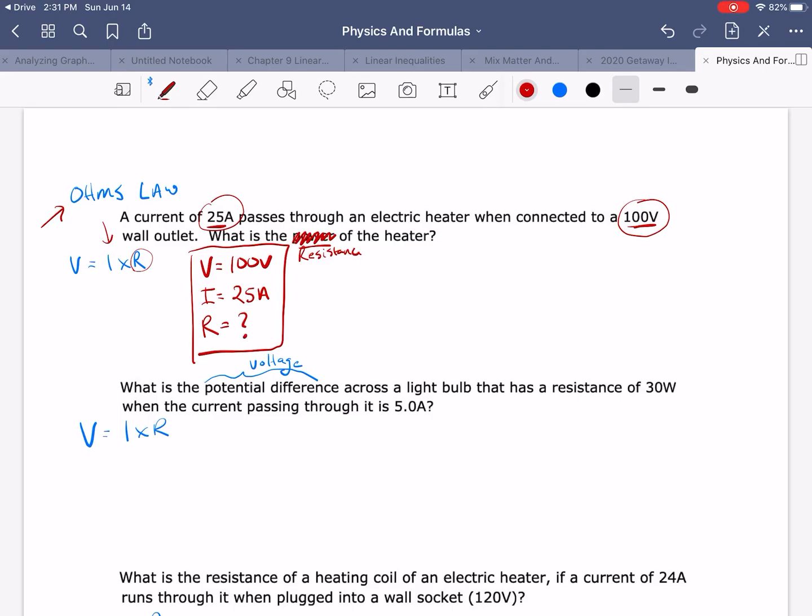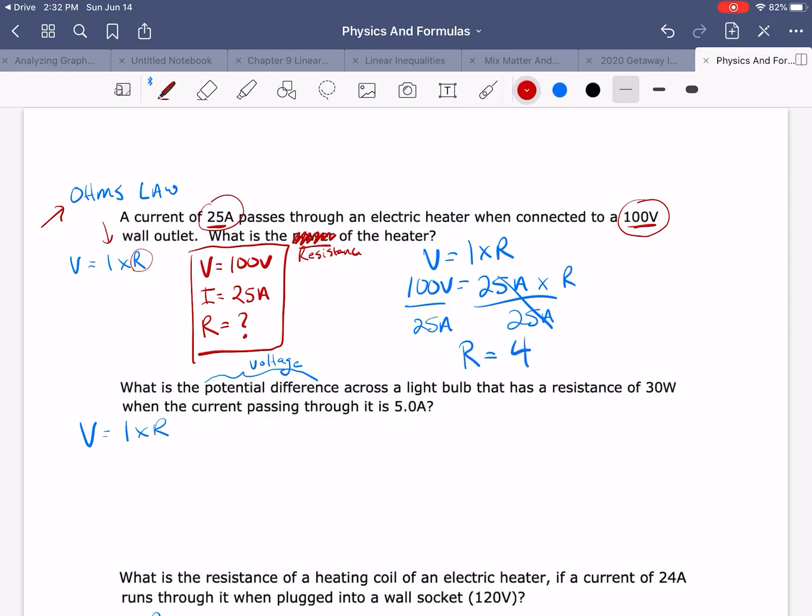The second thing that we do is we write the formula and fill in the blanks underneath. So we have voltage, which is 100 volts here. We have I, which is 25 amps here, times the resistance, which we don't know. Do you notice how I wrote that? I'm solving for R, so I'm going to divide by 25 amps, cross that out, divide by 25 amps. 100 divided by 25 on your calculator equals 4. So the resistance equals 4.